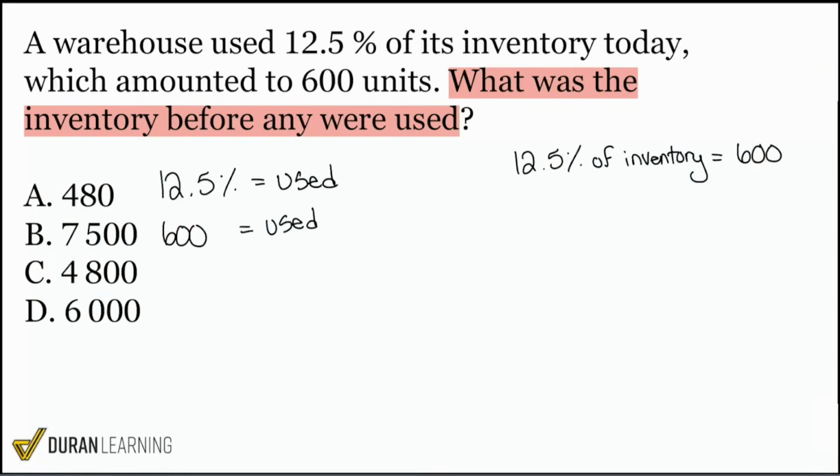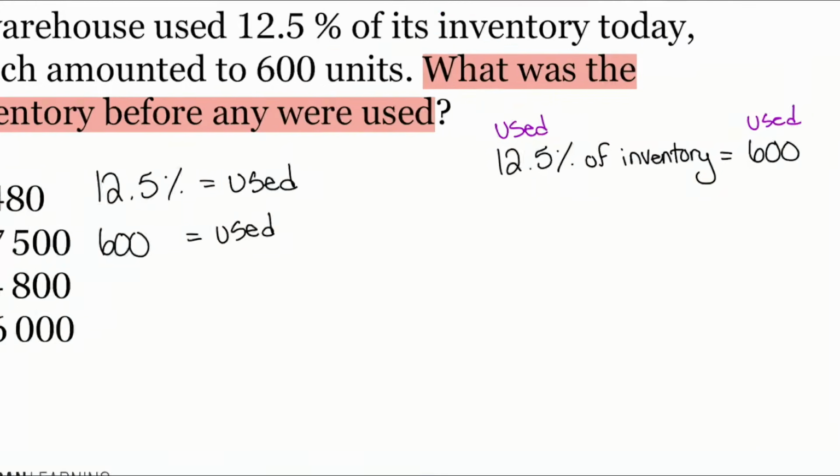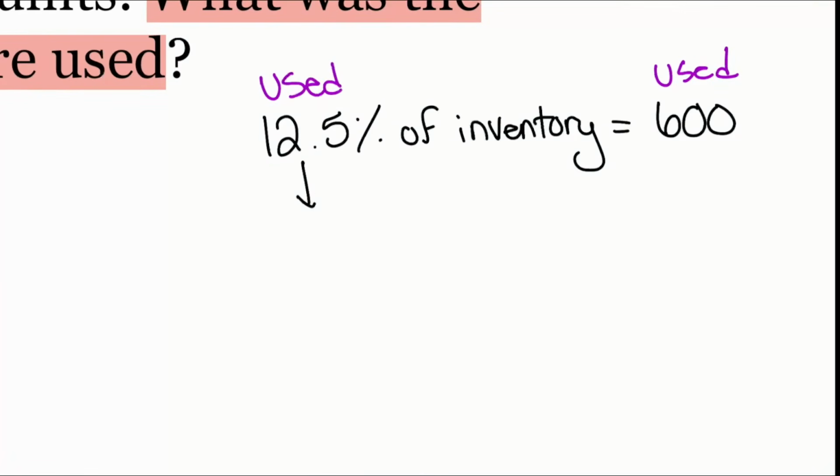And I'll go ahead and just show it again. 12.5% and 600 both represent used, which means we're good to go. We can try to solve for the inventory, and that'll give us the original amount before it was used. Sweet. So to do this, we got to be careful. Number one, we have to make sure we turn the percent into a decimal, and that's going to be 0.125. That's going to happen after we take that decimal and go 2 times to the left.